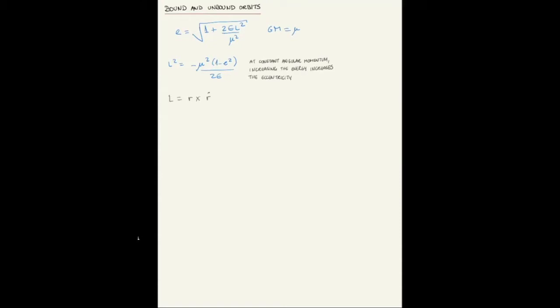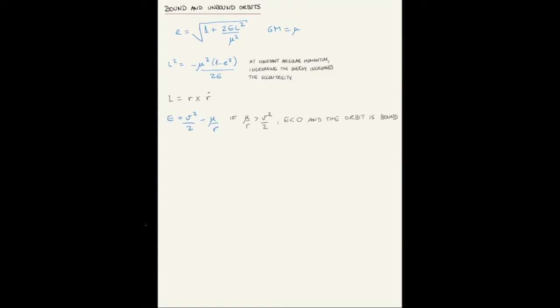If you consider the definition of the energy, which is v squared over 2 minus mu over r, it is a combination of kinetic energy and potential energy. If the energy is negative, it means that the gravitational potential energy is larger than the kinetic energy and the orbit is bound. So if the potential energy is bigger than the kinetic energy, the energy is negative and the orbit is bound.